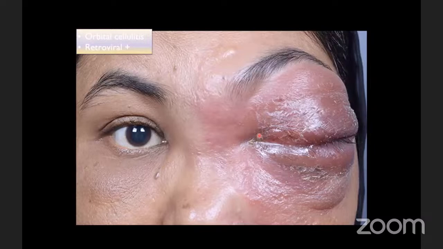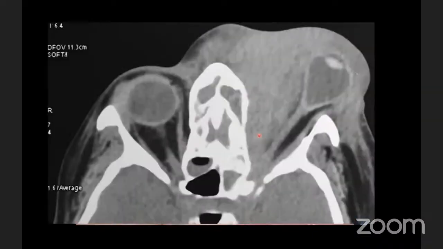Now, another differential is when you look at this image, there is an orbital cellulitis sort of picture that you can see externally. There is inflammation, there is lid edema, there is erythema, there is tense lid, there is excoriation over the periocular skin. And this patient also was retroviral positive. So obviously in these conditions you would suspect a tumor. And here you can see the stretching of the optic nerve.